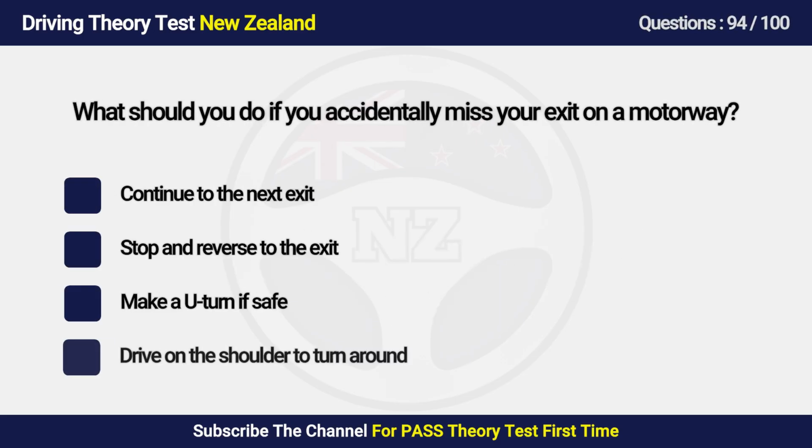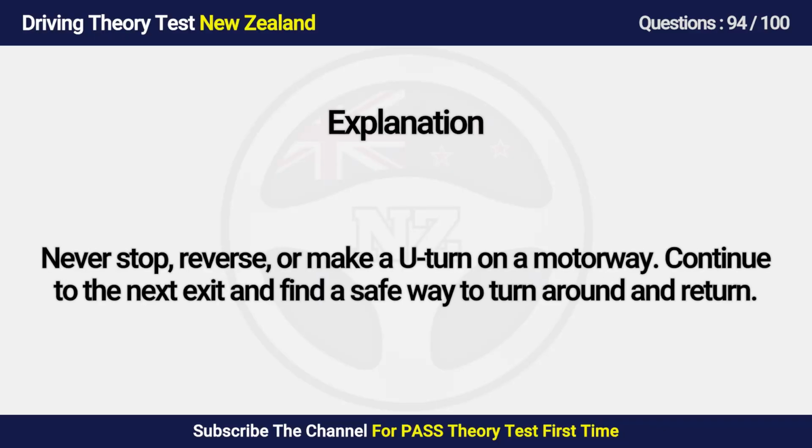Question 94. What should you do if you accidentally miss your exit on a motorway? A. Continue to the next exit. B. Stop and reverse to the exit. C. Make a U-turn if safe. D. Drive on the shoulder to turn around. Answer is A. Continue to the next exit. Never stop, reverse, or make a U-turn on a motorway. Continue to the next exit and find a safe way to turn around and return.